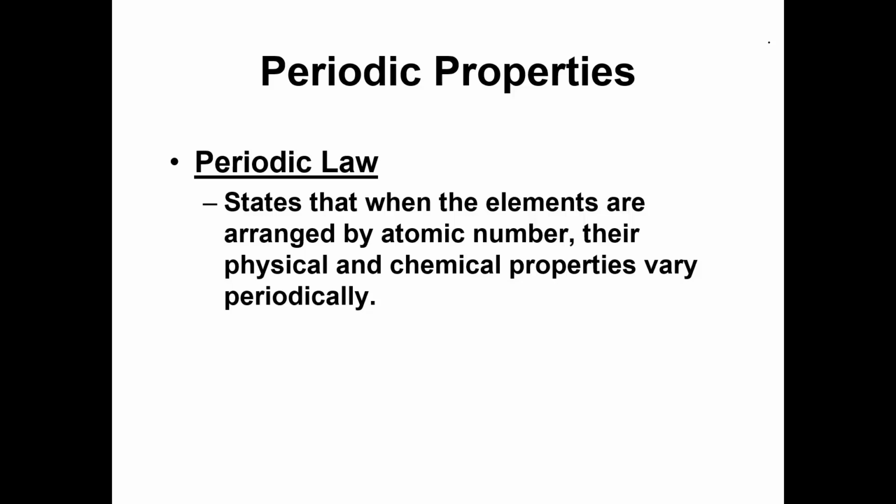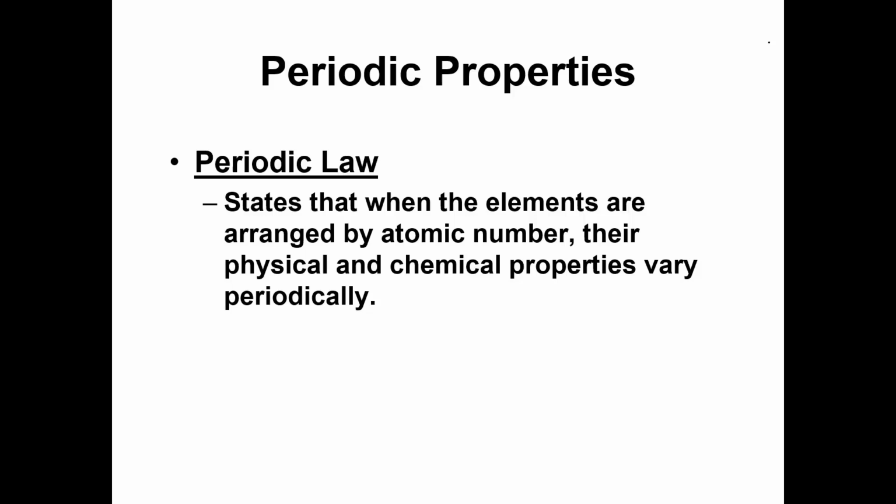The last part of chapter 3 deals with periodic properties or periodic laws, periodic trends. We already looked at atomic radius and density, right? We looked at the boron group and decided that density increases within a group and radius increases within the group, and that was pretty easily explainable.